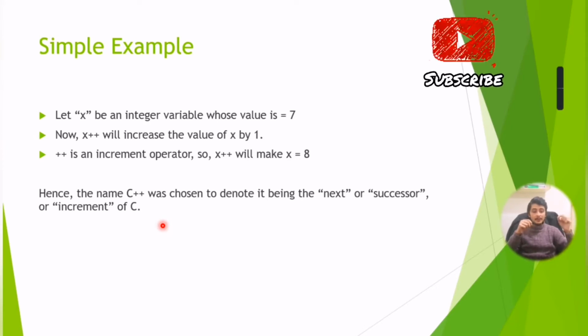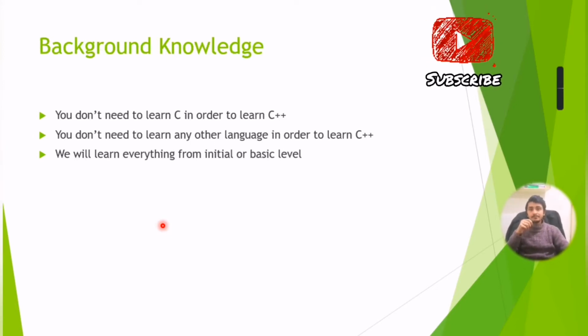Now we are going to learn these things from the basic or root level. We don't leave any stone unturned. Going ahead in this video lecture, background knowledge. There are certain things which you need to know in order to learn C++, and certain things which you don't need to know. For example, you don't need to learn C in order to learn C++. You don't need to learn any other language in order to learn C++. That's the good news for you. We will learn everything from the initial or basic level. This is the benefit of watching this video lecture, that you will learn everything from the root level, as I have started from where?